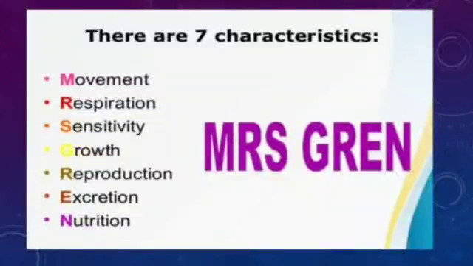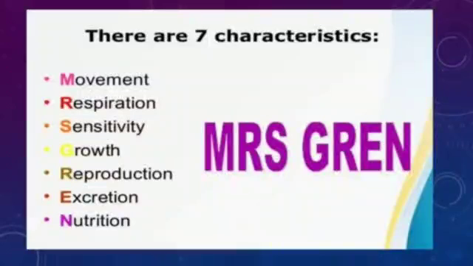First, as I told you, some characteristics of living things. All living things need food. All living things show growth. All living things respire. All living things respond to stimuli. All living organisms excrete. All living things reproduce their own kind. All living things move. So 7 characteristics are given here: movement, respiration, sensitivity, growth, reproduction, excretion and nutrition.